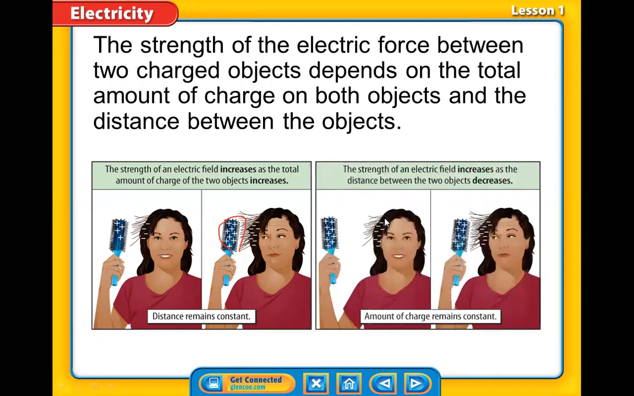In the second one that we can see here, the second factor, the strength and the distance between the two objects, as we can see, they are inversely proportional. If the distance between the two objects decreases, as we can see in this one, the attraction force, or the strength of the electric force, increases. So the relation between them is inversely proportional.